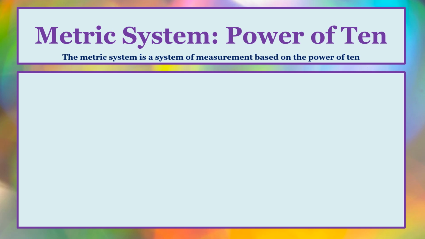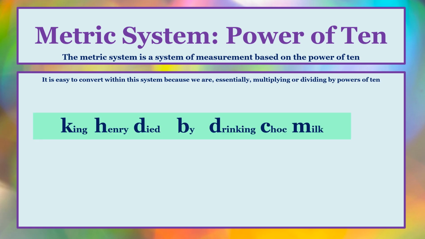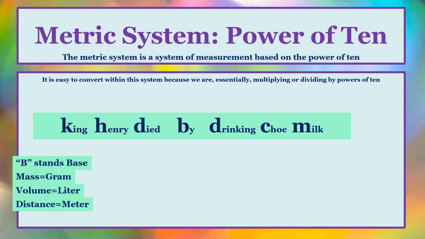And again, the metric system is a system of measurement based on the powers of 10. And it's going to be easy to convert in this because we're just going to multiply or divide, essentially sliding our decimal left to right. Here's our metric system with King Henry died by drinking chocolate milk. And we remember the B in by stands for our base. And it could be mass, which is grams, volume, which is liter, and distance, which is meter.